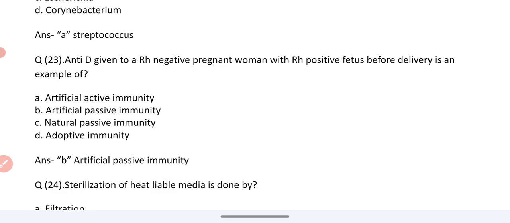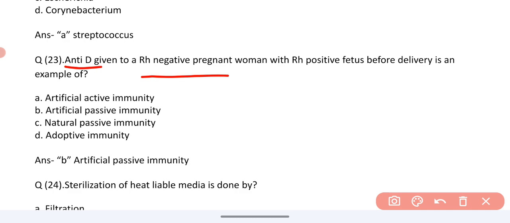The next question is question number 23. Anti-D given to RH negative pregnant woman with RH positive fetus before delivery is an example of. So understand the question. Anti-D immunoglobulins or antibodies you are giving to the RH negative pregnant woman with RH positive fetus. Mother is negative, fetus is positive. They have given 4 options: artificial active immunity, artificial passive immunity, natural passive immunity, adaptive immunity.